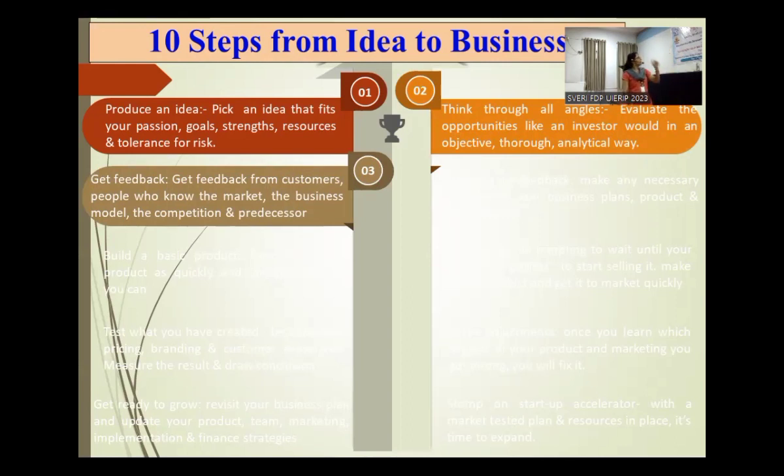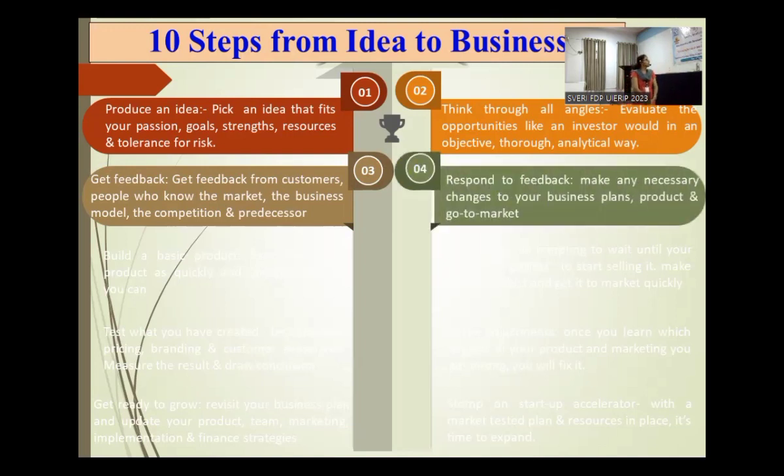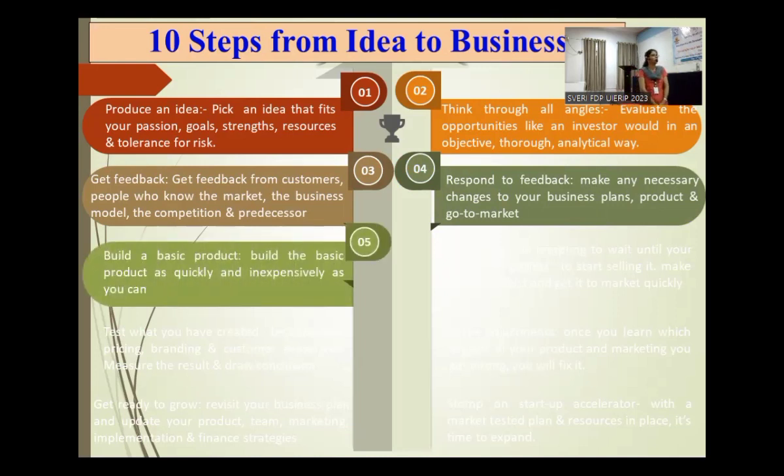Third is get feedback. So get feedback from customers, people who know the market, the business model, competitors, and predecessors. In a previous slide we have already discussed the same thing. Then fourth is respond to feedback after the market study, and again empathy is one of the parts. You have to put yourself in the other person's shoes, and accordingly respond to feedback, and after responding to feedback you have to modify your product quality.